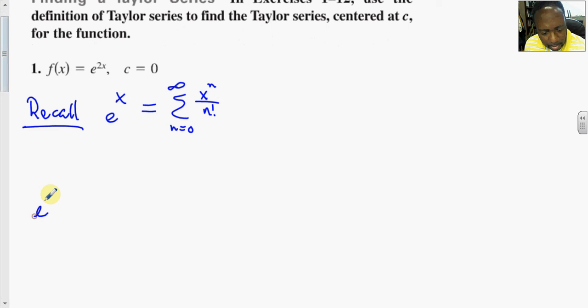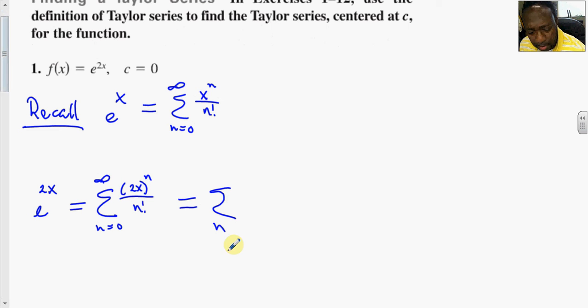So for this problem, e to the 2x becomes the summation. Replace x with 2x. Summation as n goes from 0 to infinity of (2x) to the n all over n factorial. And you can write this as the summation as n goes from 0 to infinity. You can take each term out of the parentheses. So this is 2 to the n times x to the n all over n factorial.